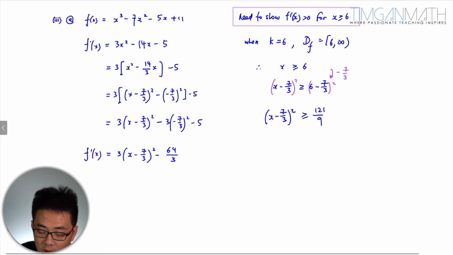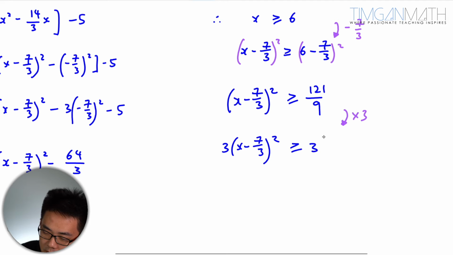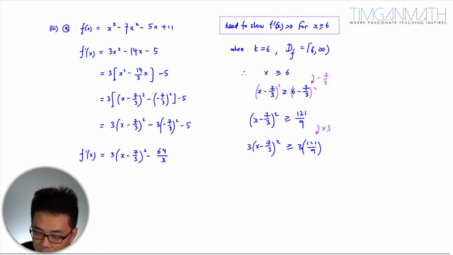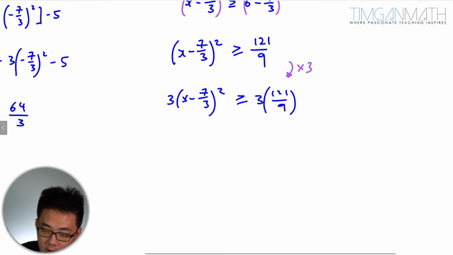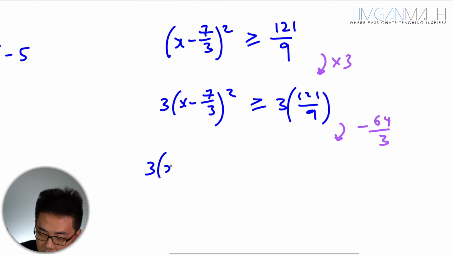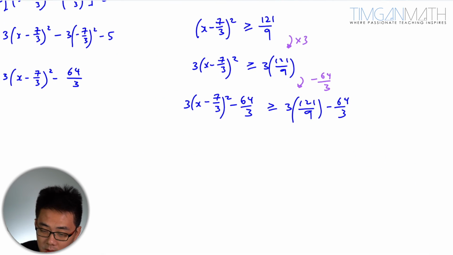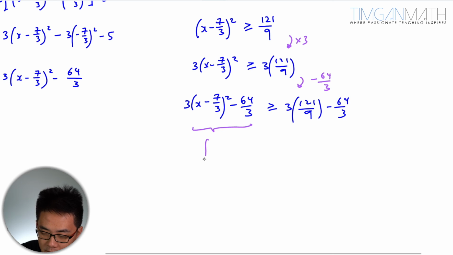After which, what we're going to do is just multiply both sides by 3. So this is 3 times (x minus 7 over 3) squared, and 3 times 121 over 9. And then we minus 64 over 3. So that will be 3 times (x minus 7 over 3) squared minus 64 over 3 bigger than 3 times 121 over 9 minus 64 over 3. There you go. So this is my f prime x.